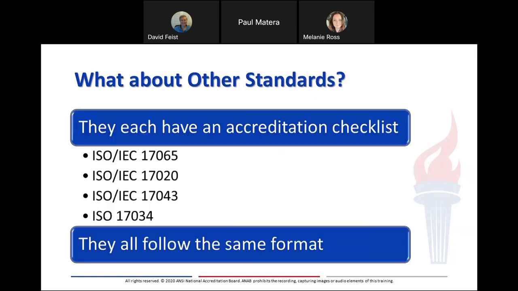So most of the standards that accreditation bodies use or work within, they have a checklist. And they all pretty much follow the same format. They're laid out kind of the same, though they have slight nuances and differences. At the top, at the beginning of a lot of the checklists, there's some instructions. There's a place for you to put your name and date and basically what the activity is you're using that checklist for.